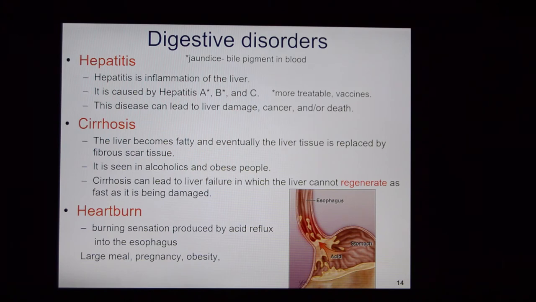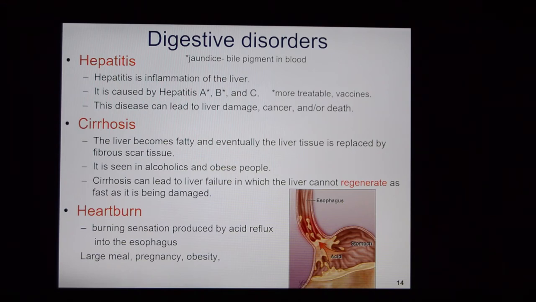Digestive disorders, of which there are several. So hepatitis, cirrhosis, and heartburn. Hepatitis is any inflammation of the liver. There are actually a variety of different forms of hepatitis, things like A, B, and C, for example. Some are more easily treated than others, but all can be treated today. There were times this was a death sentence, no longer. Then there is cirrhosis of the liver.